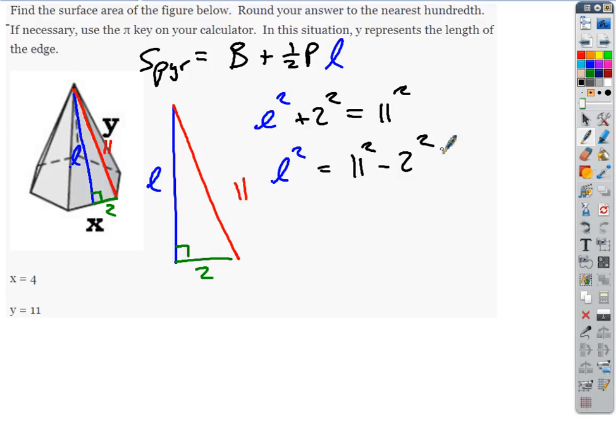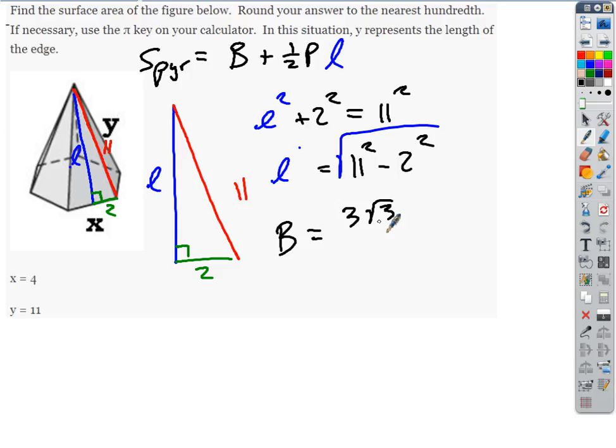Oh, and by the way, the base, our formula, does anybody remember what the formula is for the area of a regular hexagon? 3 times the square root of 3 divided by 2, times the side length squared. Good. That's it. And you can also, if you want to, just take 6 times the area of an equilateral triangle. Same thing. But we can make this calculation pretty easily then.